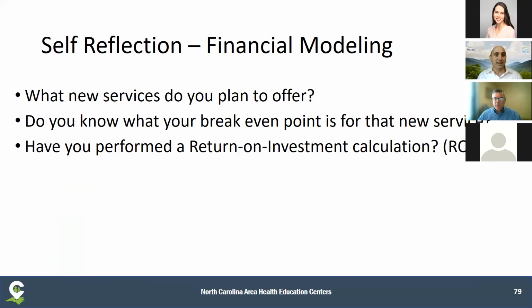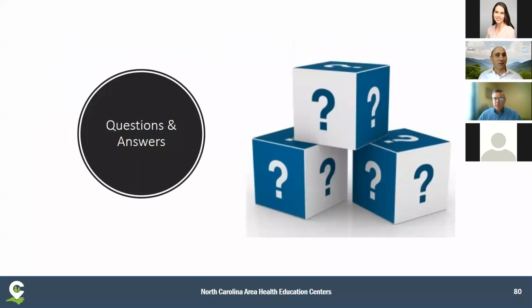So these are a couple of pitches, some self-reflection for you folks. Just think about what new services you plan to offer that are in line with your strategic plan. Let's do some financial modeling to make sure we can sustain those programs. And what are your break-even points for those new service lines? And what are the return on investment calculations? Those are some of the things to think about. And again, you're tying it back to your strategic plan. You're doing financial modeling on investments that are helping you get to where you want to be 3 to 5 years from now. And that was a lot to go over.